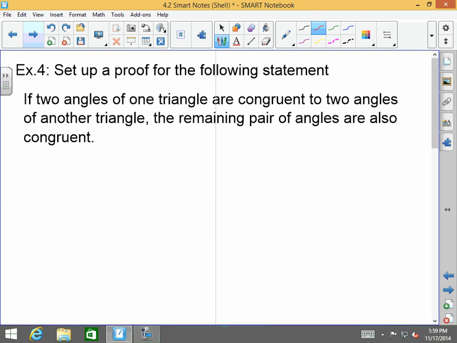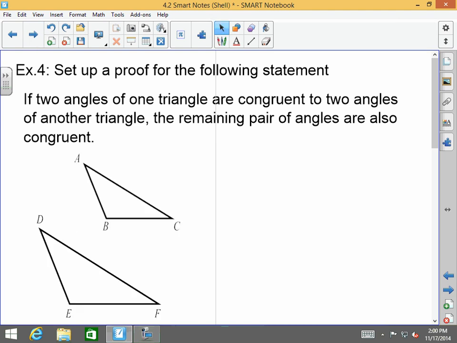Set up a proof for the following statement. If two angles of one triangle are congruent to two angles of another triangle, the remaining pair of angles are also congruent. So in this case, how many triangles do I have to draw, y'all? Two. That's exactly correct. So let's draw two triangles. I don't care what kind of triangles you want to draw. But remember, they're not right angles. They didn't say right triangle, so don't do a right.